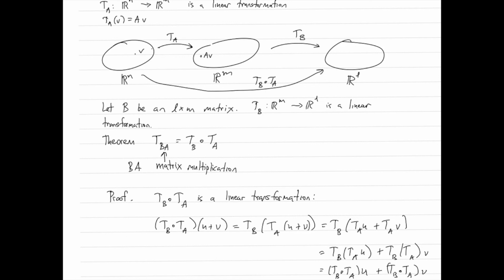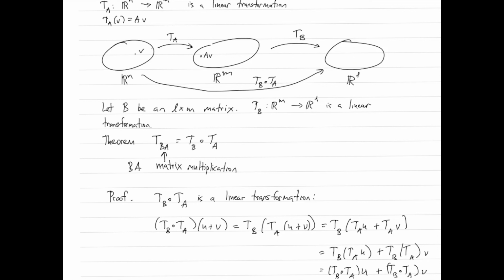Well, by definition, the composite is: you take the first transformation, T sub A, that's actually written secondly, and apply it to your input vector. In this case, our input vector is u plus v. Okay, and then apply T sub B to that output. So we start with u plus v here, apply T sub A, and that's this output here, and then we throw that output into T sub B, so we finally land over here.